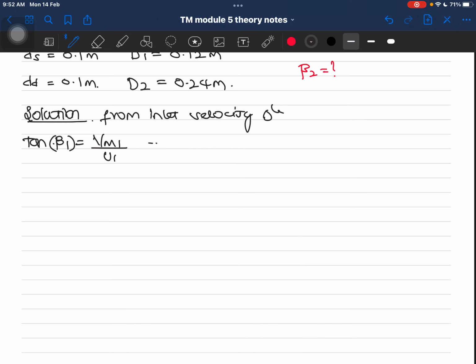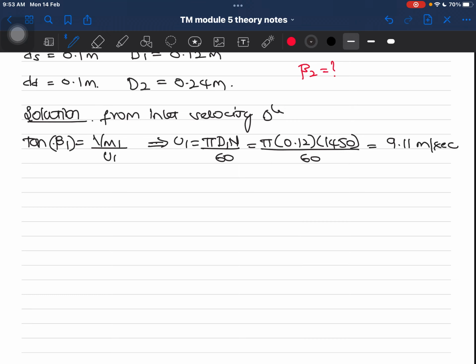Now I guess you can calculate the value of u1, which is equal to pi d1 n divided by 60. Pi is a constant, so pi into 0.12 into speed 1450 divided by 60. If you calculate this, it would come to around 9.11 meters per second. As soon as you calculate that, substitute that.